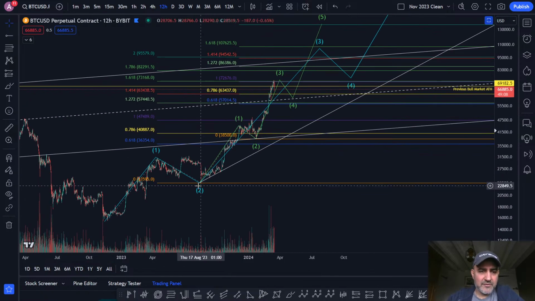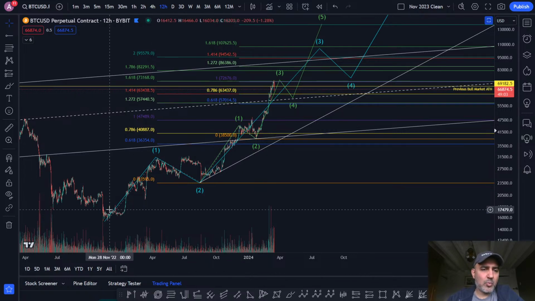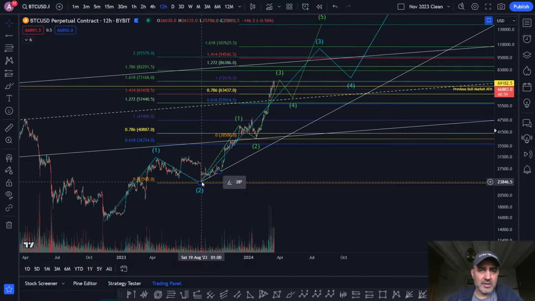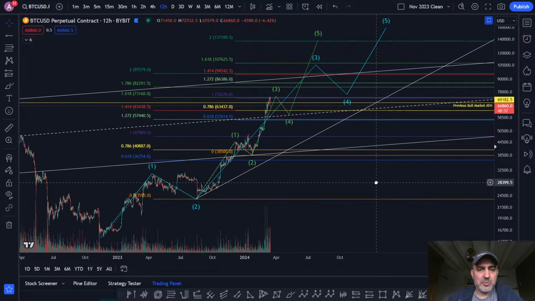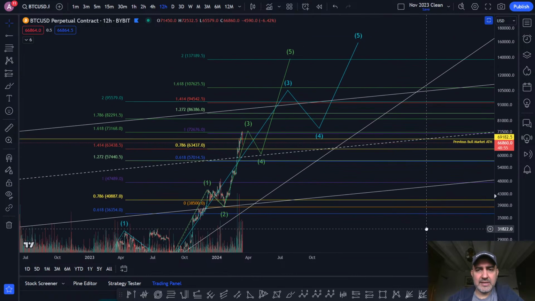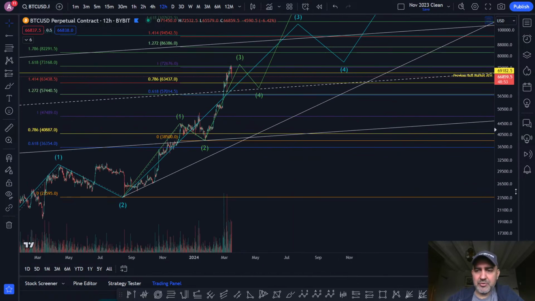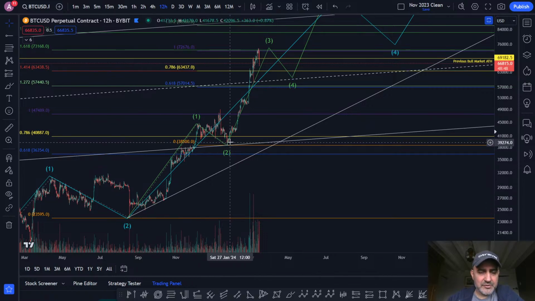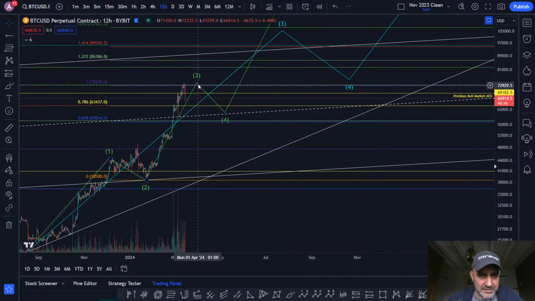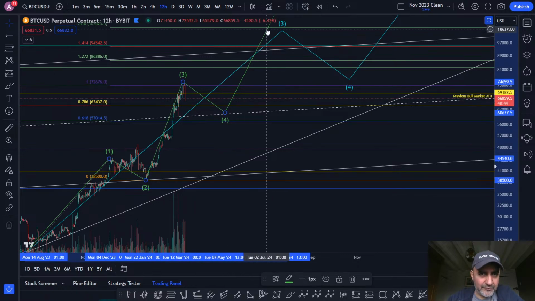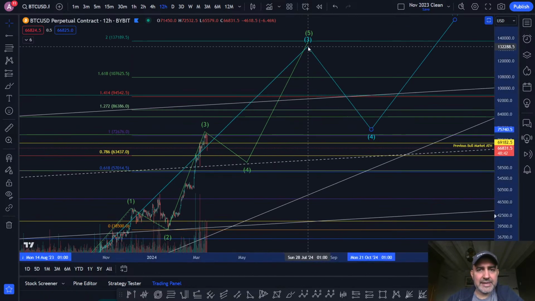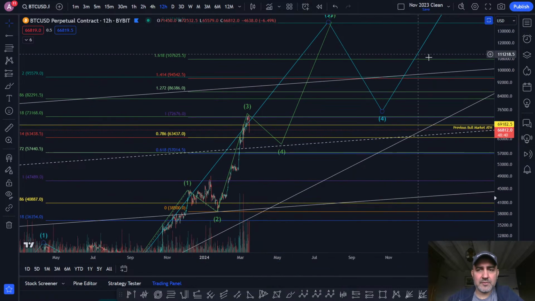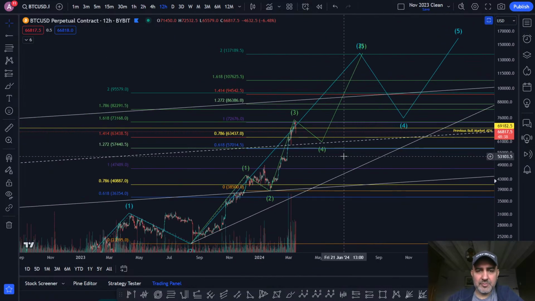Okay. So you see this blue one? That was the higher time frame 1. Then we had a higher time frame 2. Now we're in the higher time frame 3. We're still in the 3. It's just that the 3 is broken down into 5 waves. That was the wave 1. This is the wave 2. We've now just completed the wave 3. We still have a 4 and a 5, and that will complete the 5. All right? That will complete the 5.